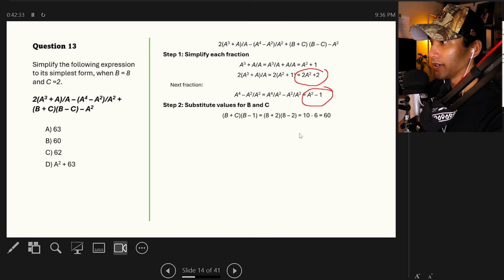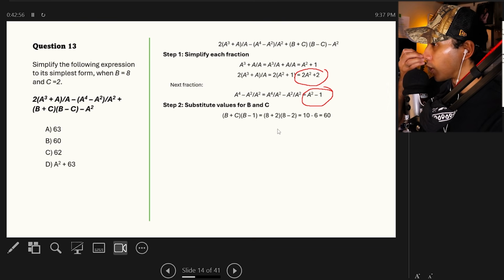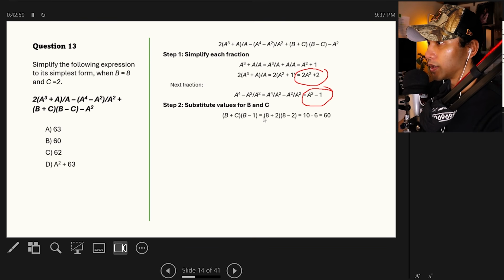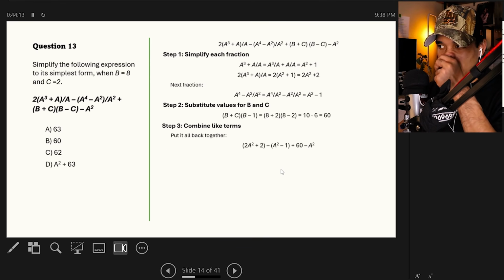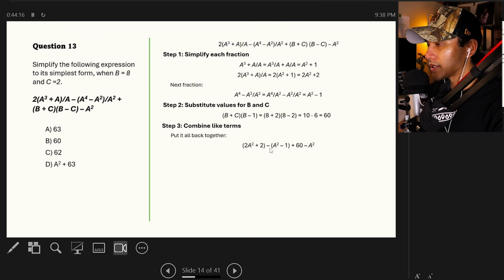Substitute the values for b and c, and then we just do the FOIL method. This, I messed up. This is supposed to be a c, not a 1, but I fixed it over here. So b, a, 2 is c, 8 plus 2. Again, it's the same thing, except the sign has changed. Or we don't even do the FOIL method. You just do 8 plus 2 is 10, 8 minus 2 is 6, and then you multiply 10 times 6 equals 60. And then minus a squared. Combine the like terms: 2a squared plus 2 minus a.